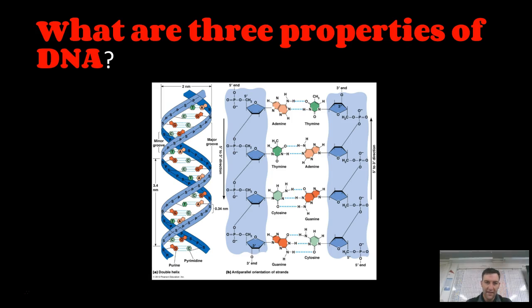Properties of DNA. So some of the things that we talked about: it's double-stranded. It's shaped like a ladder. It's got deoxyribose. It's got those 4 nitrogenous bases. It's the blueprints for making proteins. So all those things.